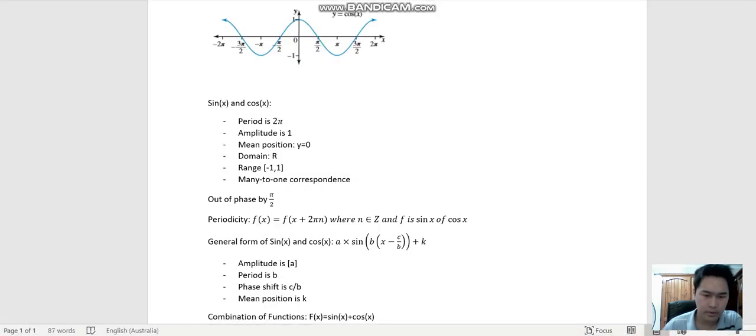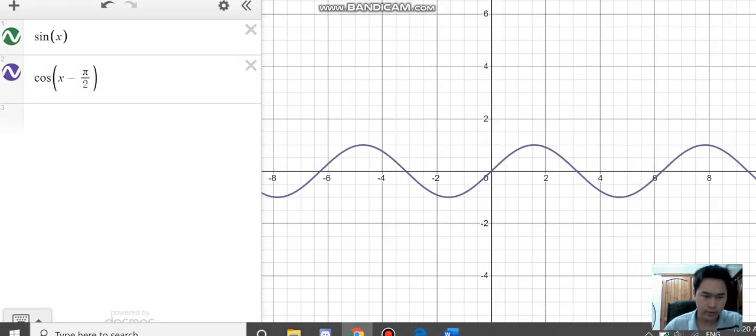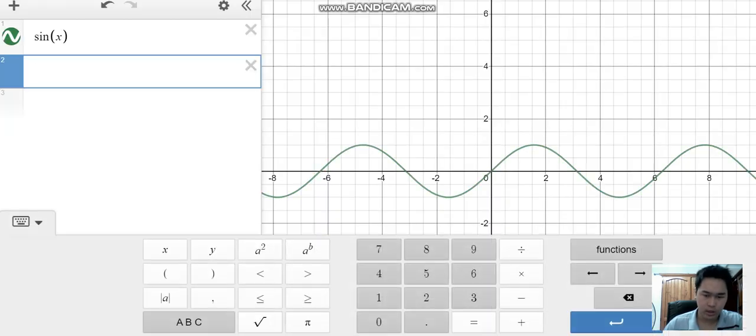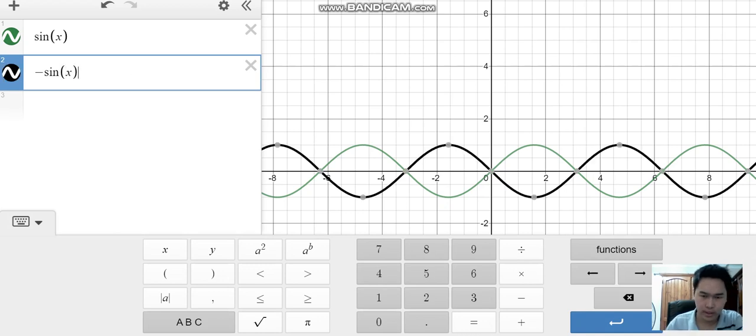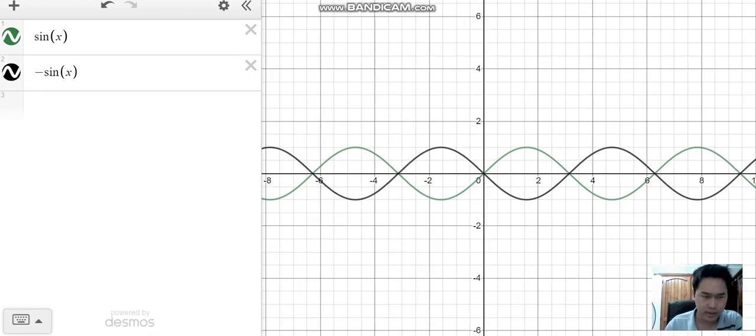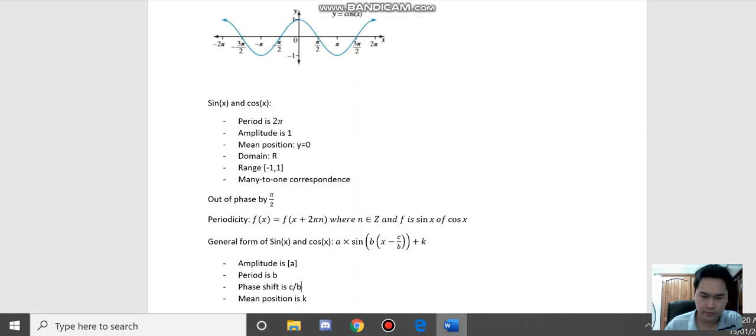So when you put everything together, this is the general form of sine and cos, with sine here as an example. The amplitude is the absolute value of a. So that means you can't have a negative amplitude. The graph will flip, but the amplitude stays the same. Let's say, for example, I have sine of x here, and I do negative sine of x, like that. Obviously the values are flipped, but the amplitude is still 1. It's just a negative sign in front of it.